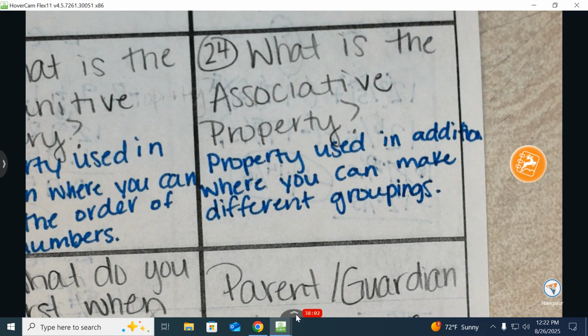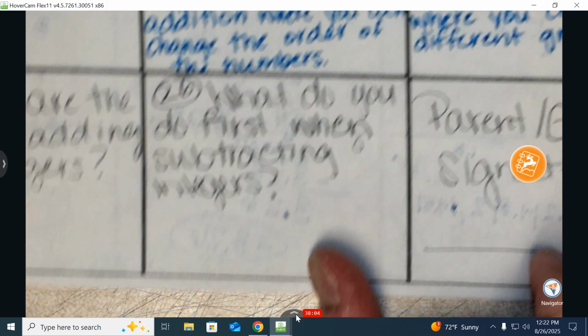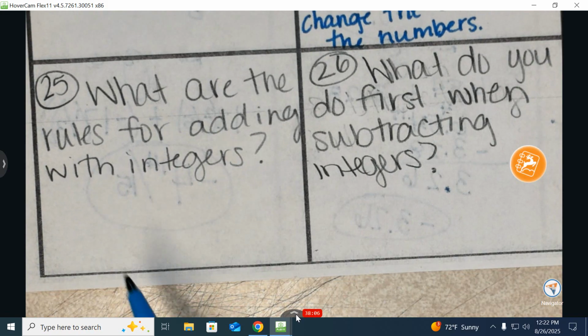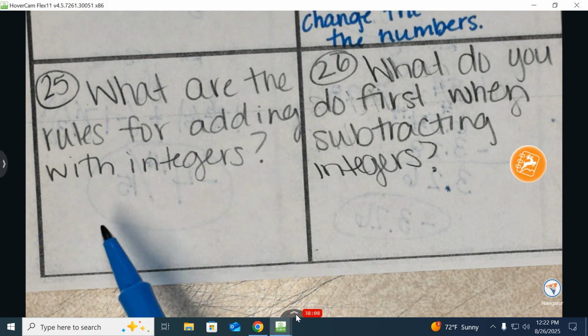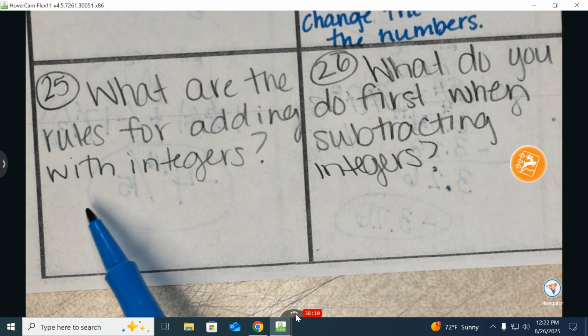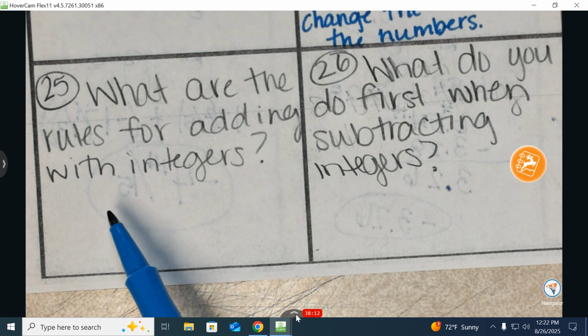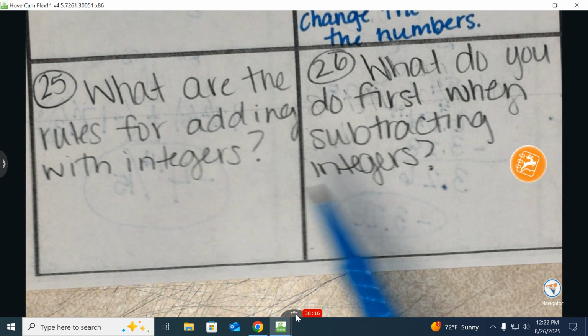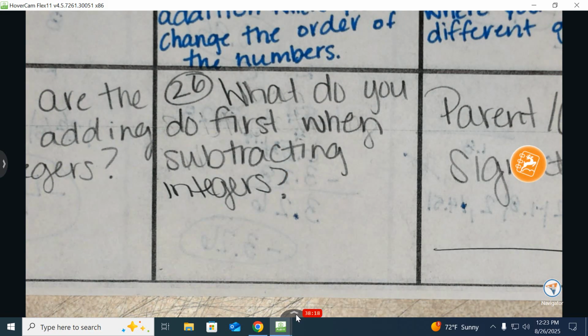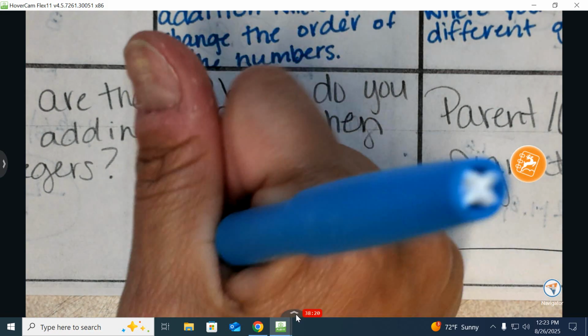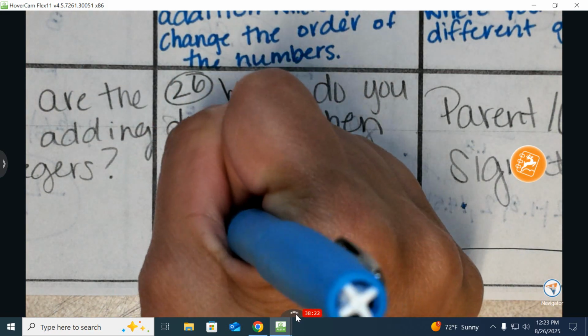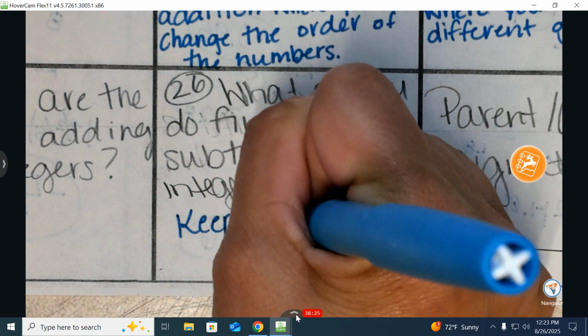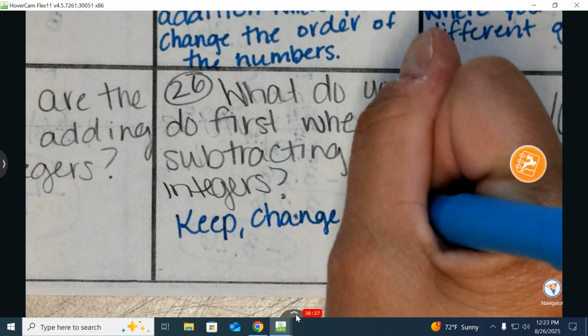Okay, and then 25 and 26 is just your integer rule song. So what are the rules for adding? So here you would write same sign, add and keep, different signs, subtract, and take the sign of the larger absolute value. What do you do first when subtracting integers? You're going to say keep, change, change.